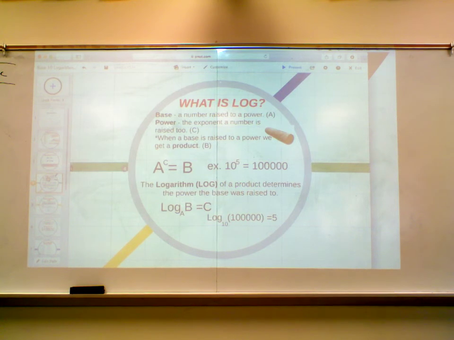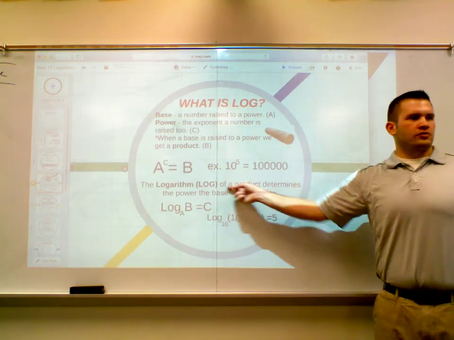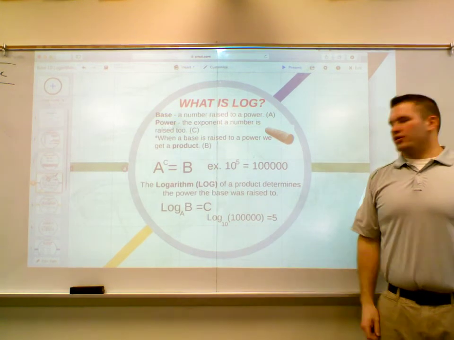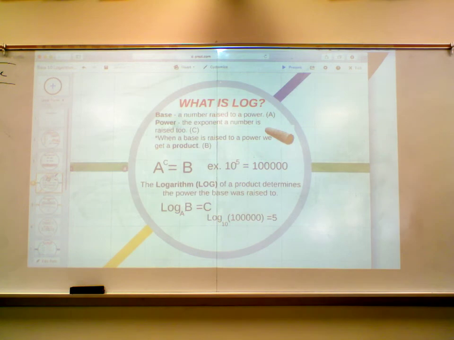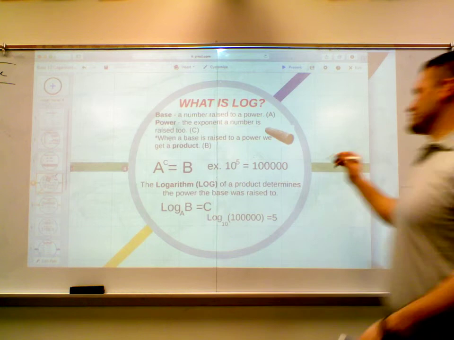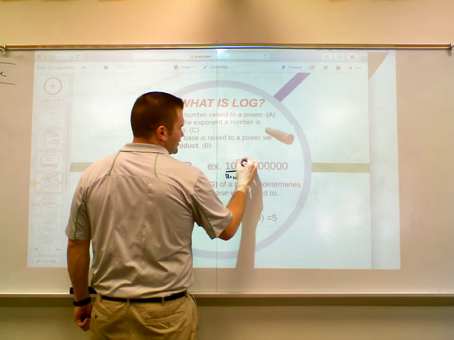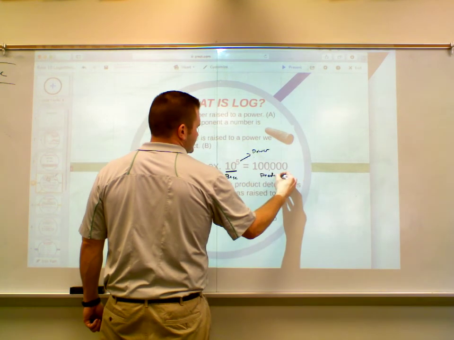A to the C equals B. So in our example right here, what's the power? 5. What's the base? 10. And what's the product? 100,000. So this is the base, this is the power, this is the product.